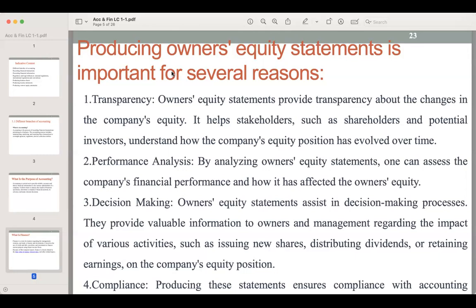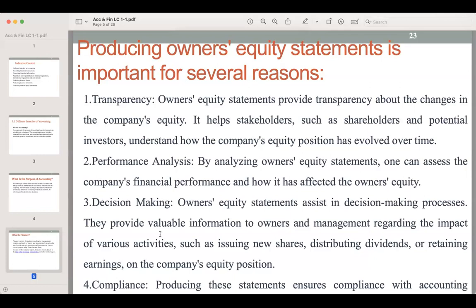Next, it plays a role in decision making. They provide valuable information to owners and management. For example, when considering activities like issuing new shares, distributing dividends, or retaining earnings, these statements show us how these actions can affect the company's equity position. This helps owners and management make informed decisions about such activities.